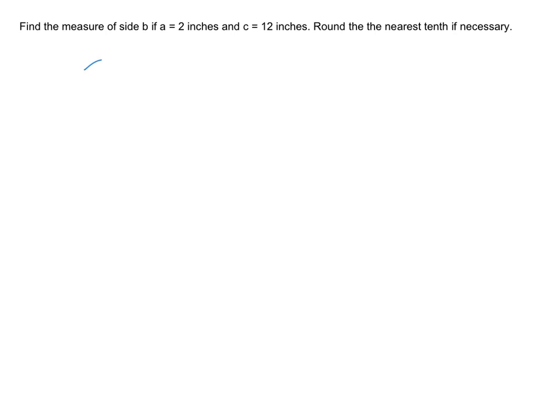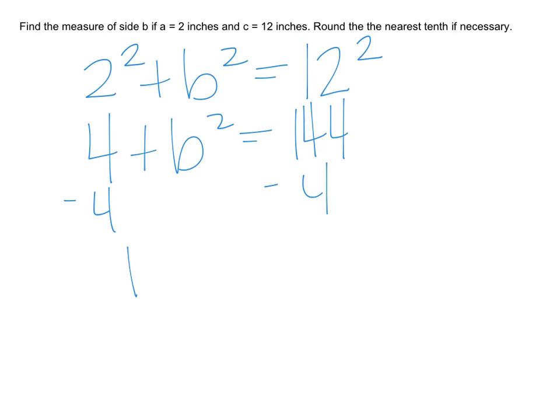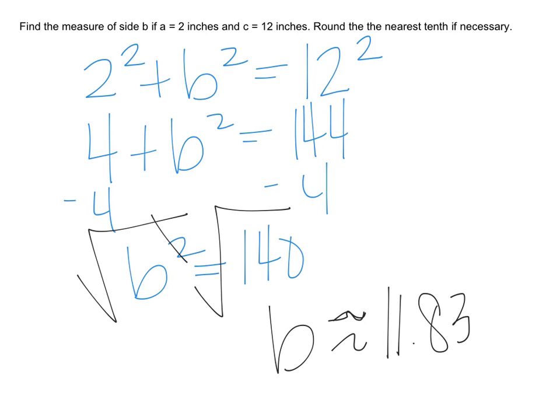Okay, so what you should have done is 2 squared plus B squared equals 12 squared. So we have 4 plus B squared equals 144. Subtract that 4. So B squared equals 140. Take that square root. So B is about 11.83, or actually 11.8 inches. So I feel like that's enough examples.